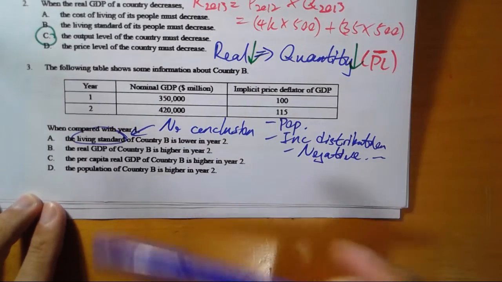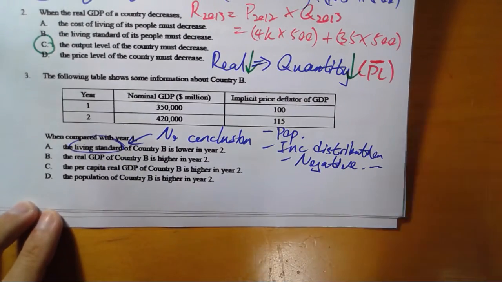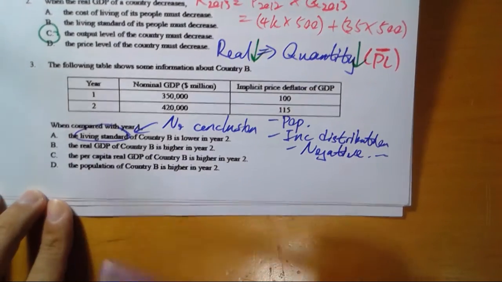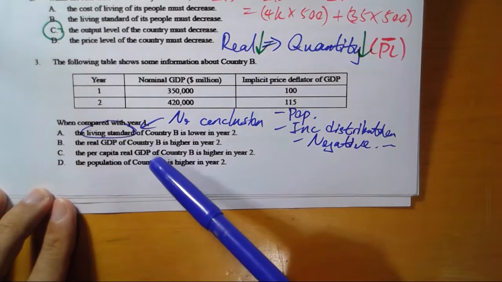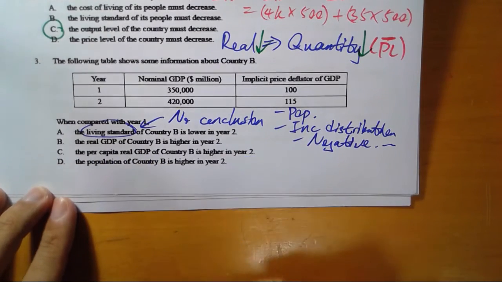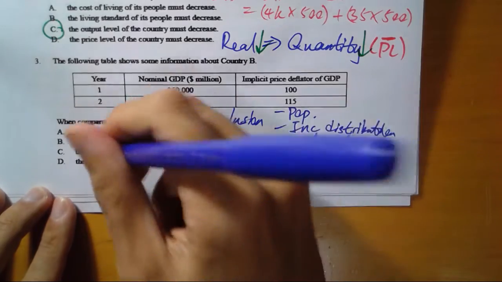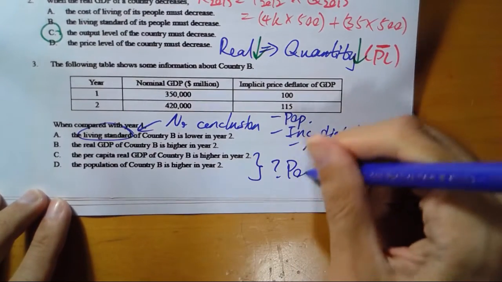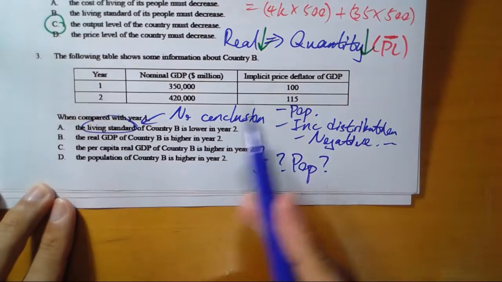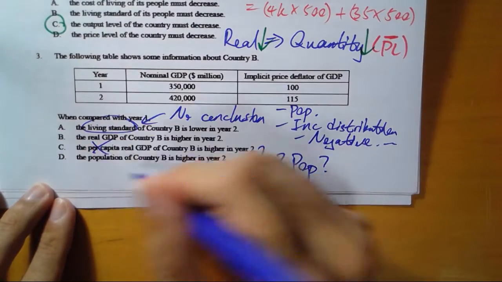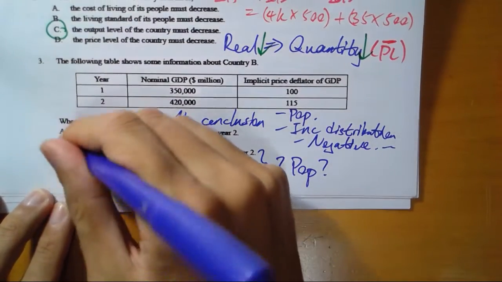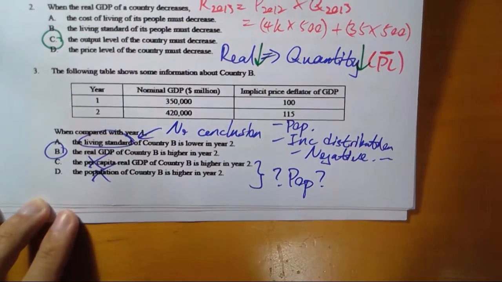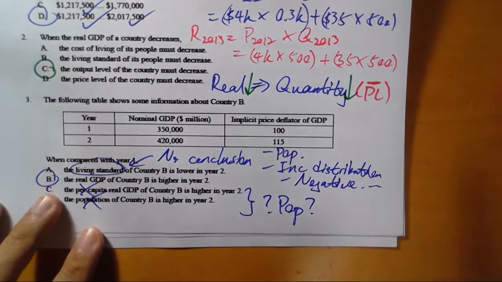Let us do some real GDP. No, actually, skip it. Per capita real is higher. Do you know anything about population? You do not know about population. How do I know? It's not given. So per capita, no. Population, no. We know the answer is B. But how do we prove it? It's time to use our formula.